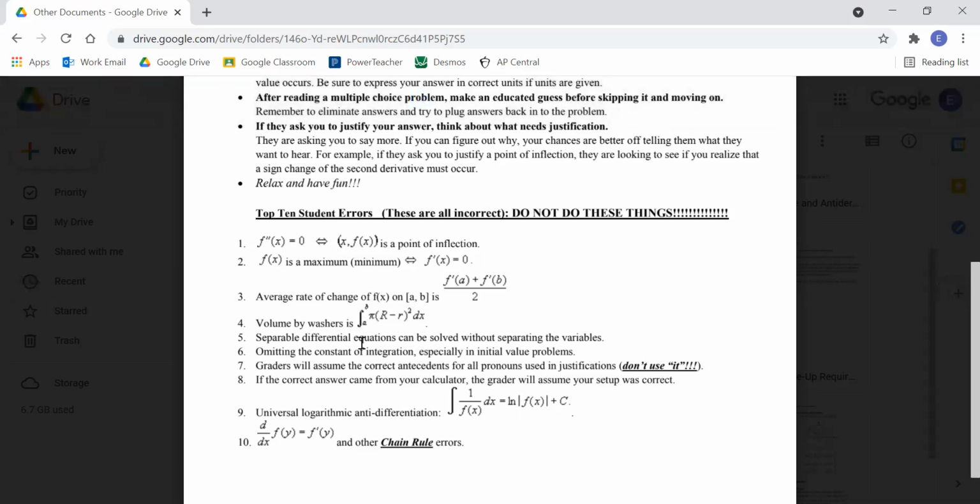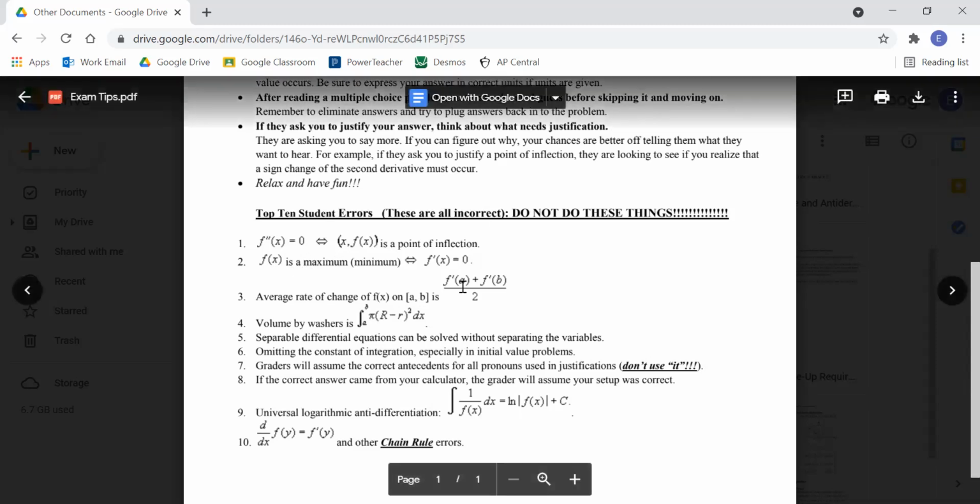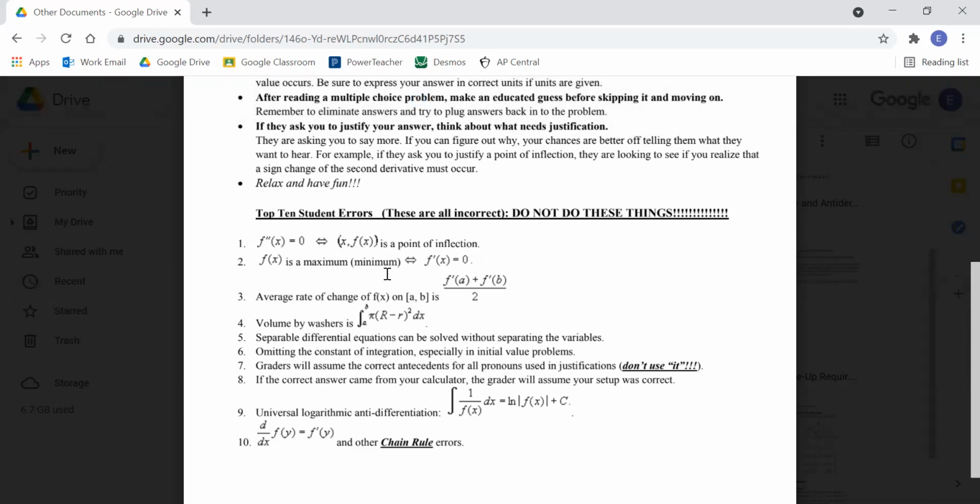Make sure if it's a separable differential equation, you separate the variables. And don't just assume that if the derivative is 0, it's a max or a min, or if the second derivative is 0, it's a point of inflection. You've got to actually check and show the change in concavity or the change from increasing to decreasing.